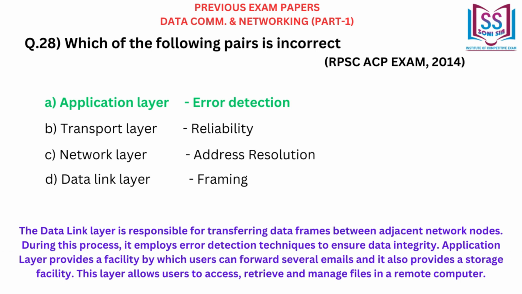The data link layer is responsible for transferring data frames between adjacent network nodes. During this process, it employs error detection techniques to ensure data integrity. Application layer provides a facility by which users can forward several emails, and it also provides a storage facility. This layer allows users to access, retrieve, and manage files in a remote computer.